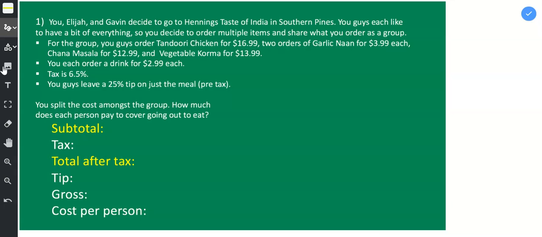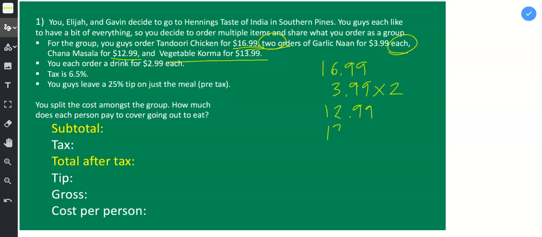For the group, you guys order tandoori chicken for $16.99, 2 orders of garlic naan for $3.99 each. So they're each $3.99, so we need 2 of those. And then chana masala for $12.99. I'm not sure if I said that right. And then vegetable korma for $13.99.